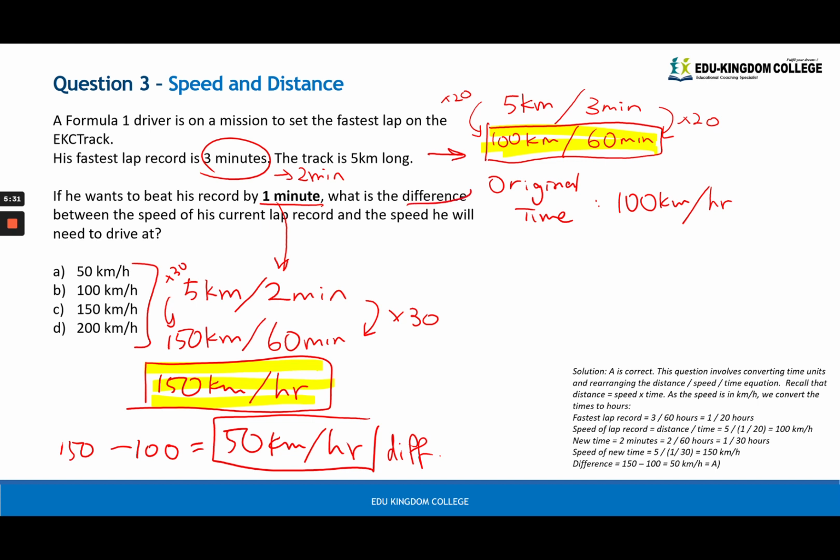Okay, don't forget that. The word difference asks you for the difference between the two speeds. If you are not careful, you may have chosen these ones. They're both wrong. A is the answer for the difference.